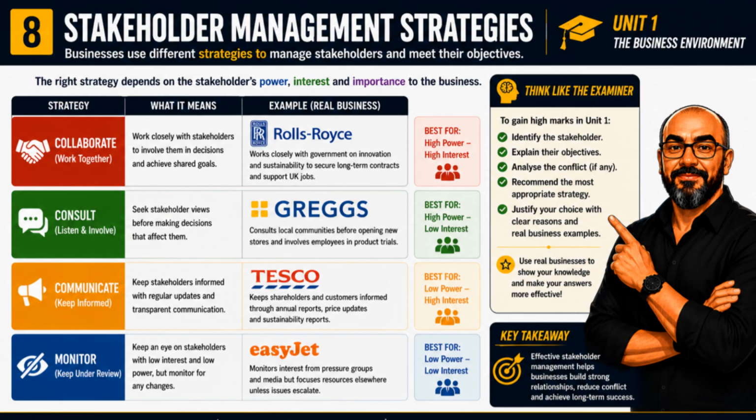Tesco keeps shareholders and customers informed through annual reports, price updates, sustainability reports, as well as those boards that I was talking about. And then EasyJet monitors interest from pressure groups, especially those around the environment, and they allocate resources accordingly, either to that particular cause or elsewhere, depending on the situation with that particular stakeholder group as a pressure group.